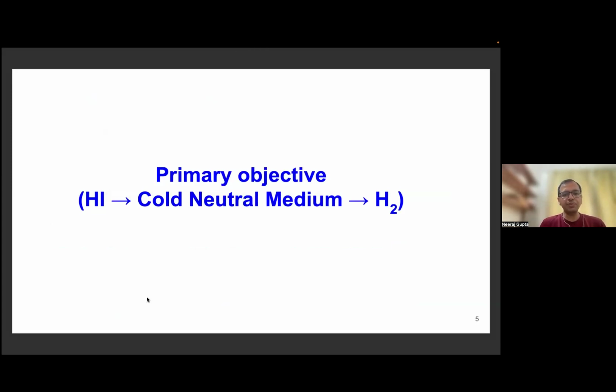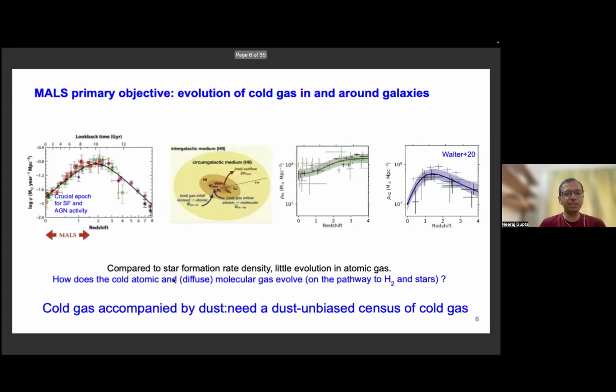So what's the primary objective? The primary objective, as I was saying, is to do a blind search of H1 21 centimeter and OH 18 centimeter absorption lines. What we are trying to do here is to understand how neutral hydrogen in the universe goes into the cold neutral medium phase and molecular hydrogen. Through that, we hope to understand how the star formation rate density in the universe is evolving as a whole. This slide demonstrates the primary objective. On the left-hand side, you can see the rapid evolution of star formation rate density over the redshift range 0 to 2.